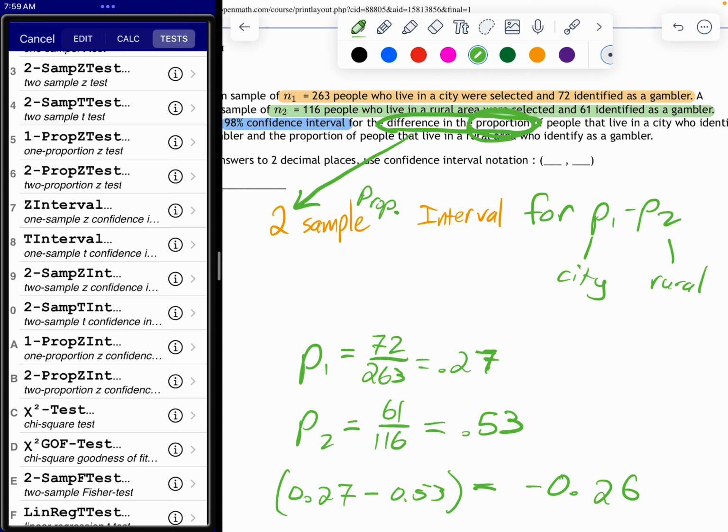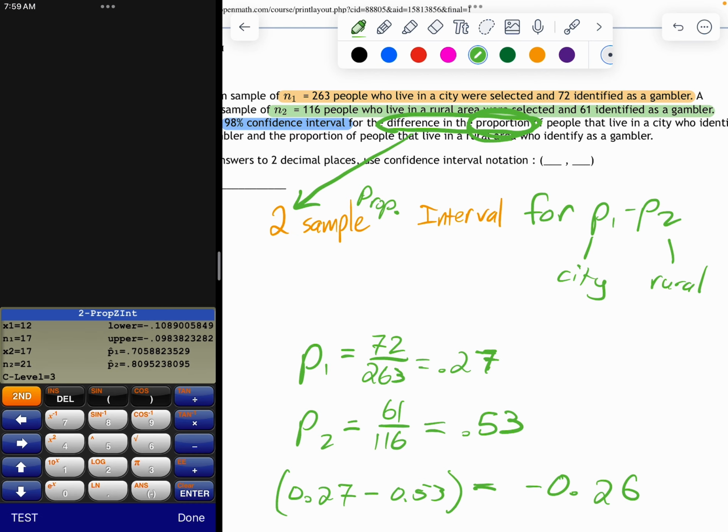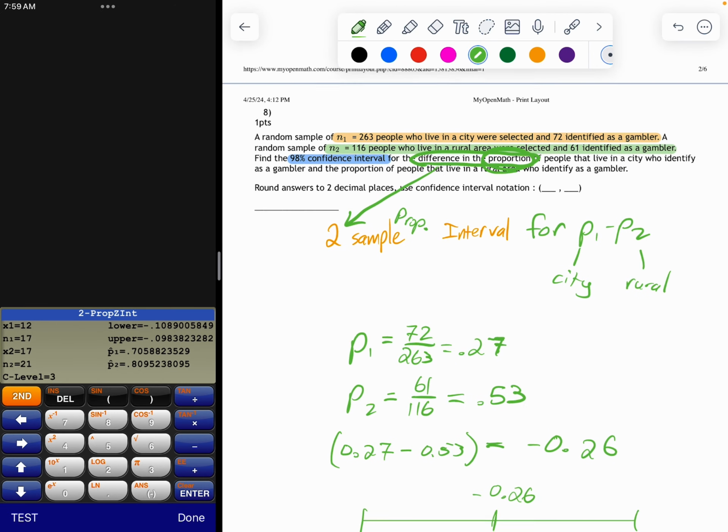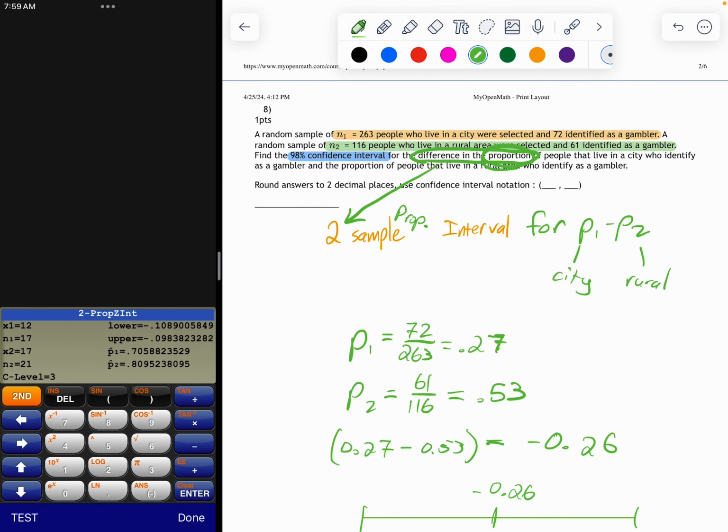Nope. Where am I looking? That's B. Thank you. B, 2-prop Z interval. There we go. And this menu fits what we are given anyway, right? x1, that'll be the orange, the people in the city. 72 people gambled out of 263. x2 is 61 people gambled of 116. Confidence level 98.